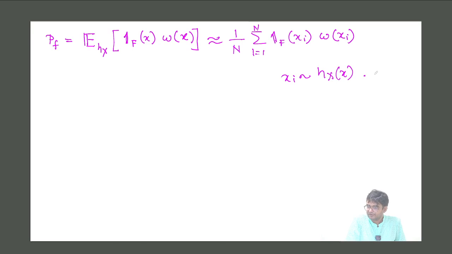This is known as importance sampling. H, the distribution from which you are sampling, is known as the importance sampling density, ISD. W is known as the importance sampling weight. And the method is known as importance sampling. Any doubt?